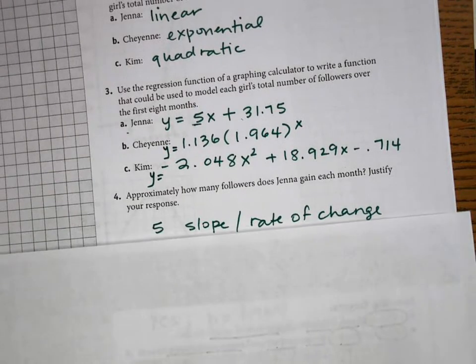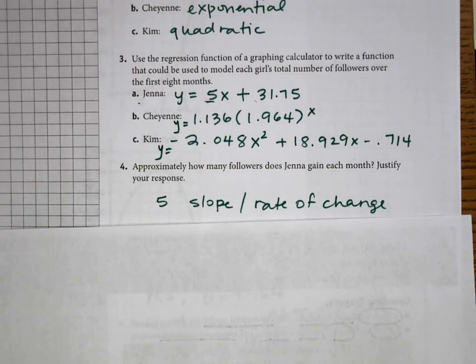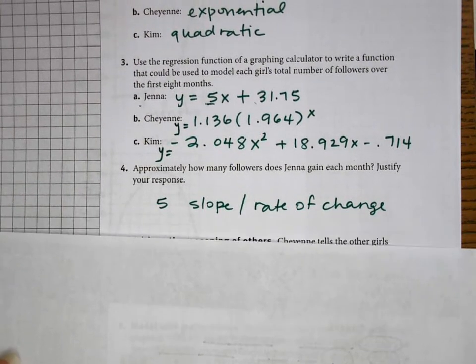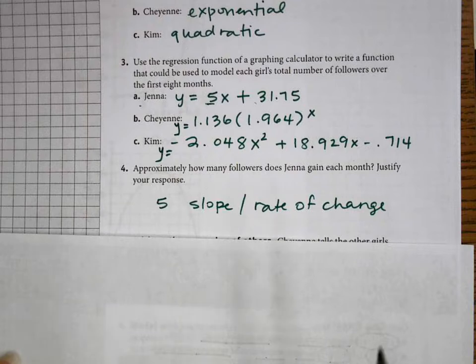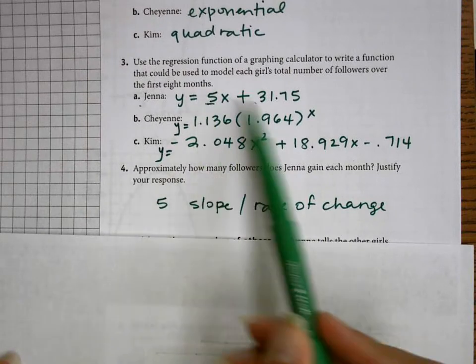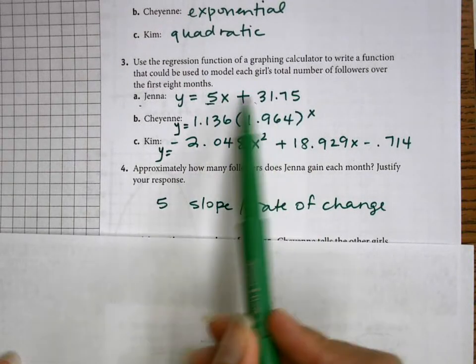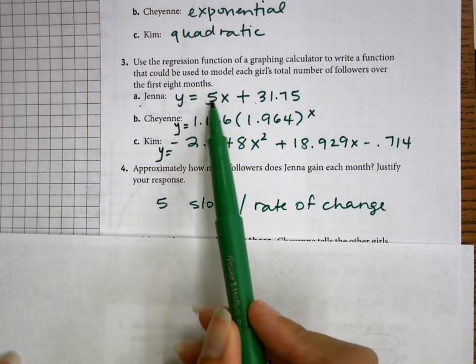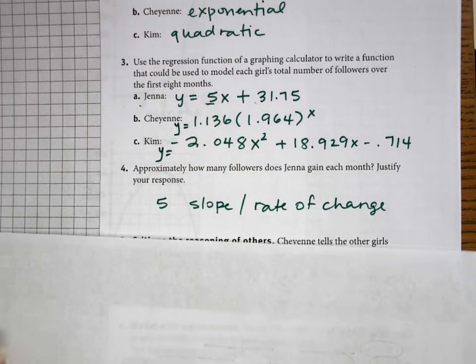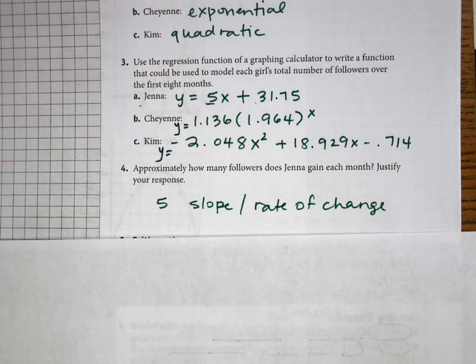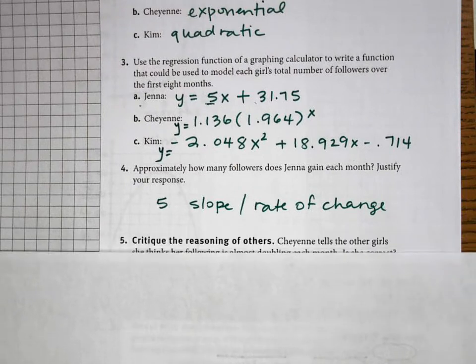Approximately how many followers does Jenna gain each month? Justify your response. Well, if you look at Jenna's equation, she has a slope of 5. She started out with about 32 followers and she's increasing it by 5 followers every month. That's our slope. And we also consider that a rate of change, 5 followers each month.